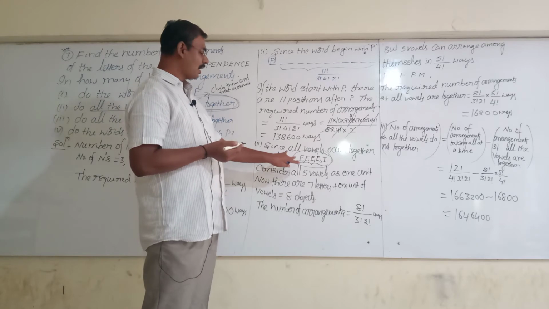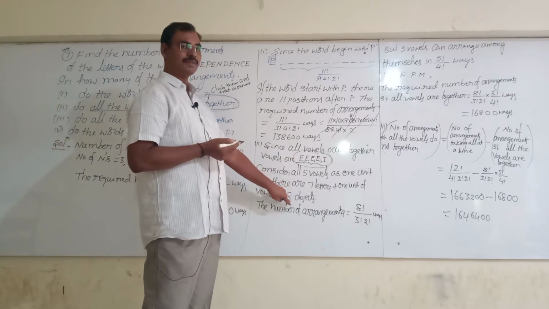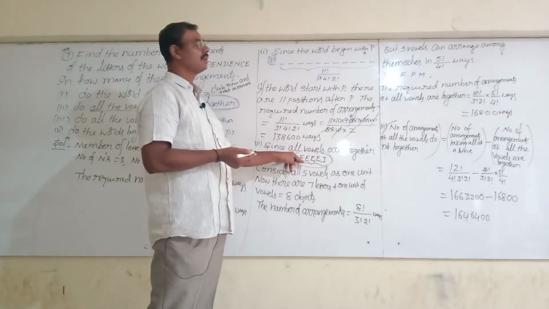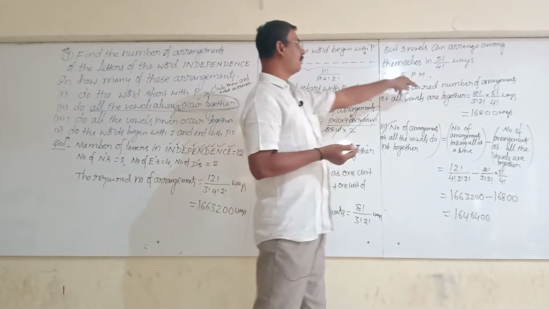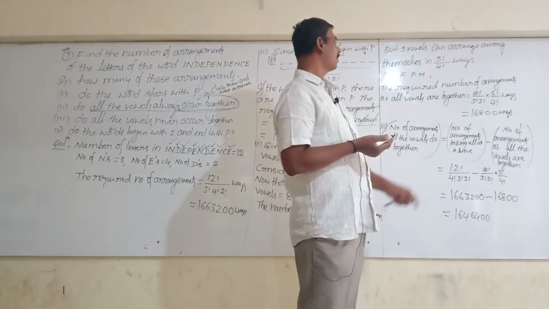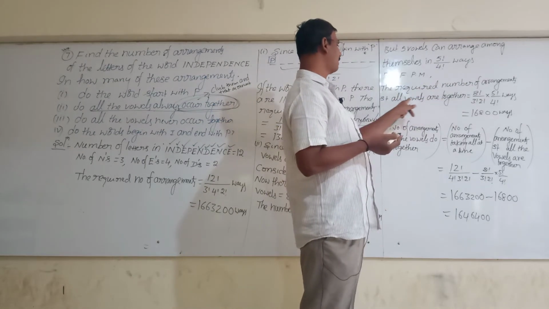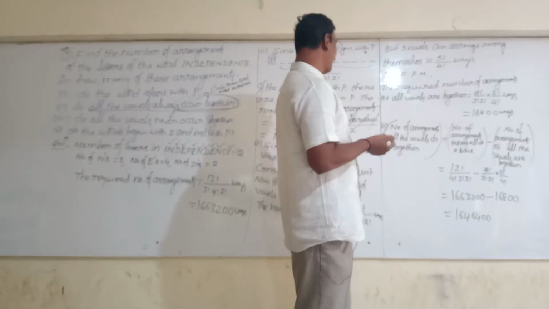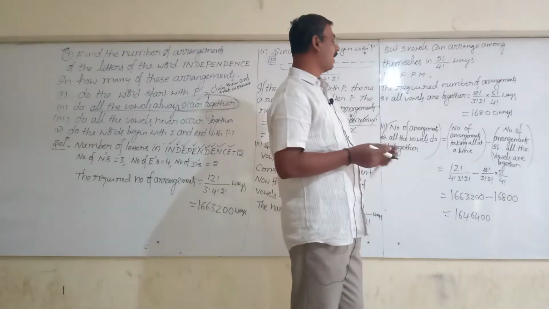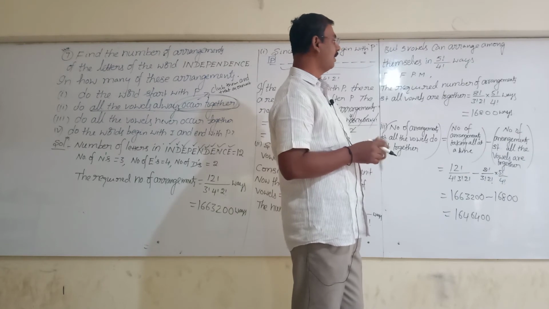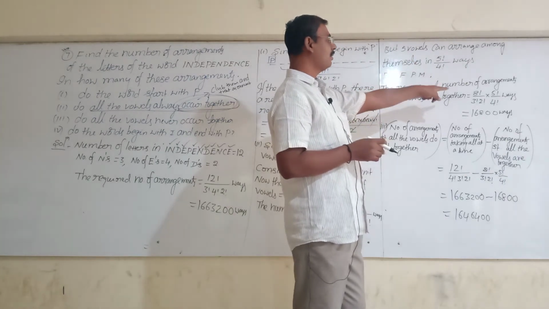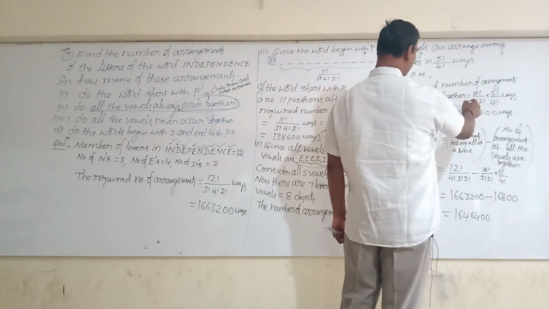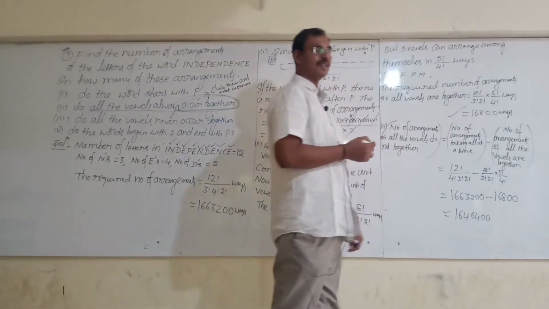So firstly, I complete the total number of arrangements, and then I arrange these vowels. So using the fundamental principle of multiplication, the required number of arrangements such that all vowels are together is equal to 8 factorial upon 3 factorial into 2 factorial, into 5 factorial upon 4 factorial. Simplifying, we get the answer 16,800 ways.